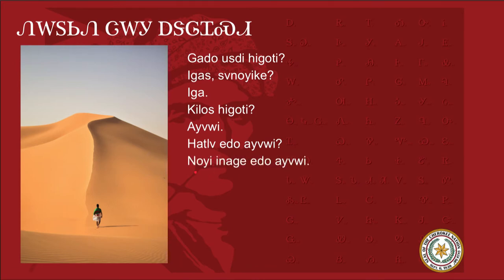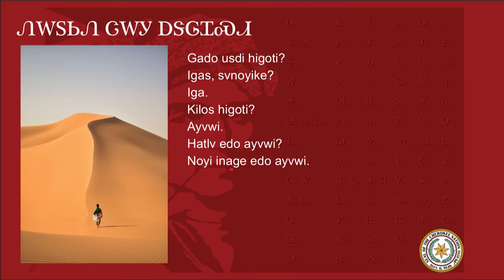And here's a new word. So there are different ways to talk about this, of course. Because we don't naturally have deserts in our homeland, we have to describe what they are. So this is how we say desert, or one of the ways you can describe a desert. You could say noyi inage. Noyi means sand. Nya or nui means rock. Noyi means sand. Okay, so they sound very similar.